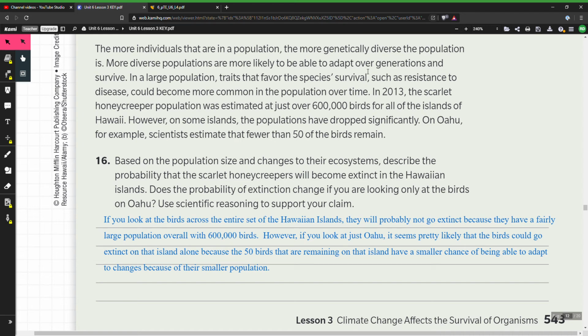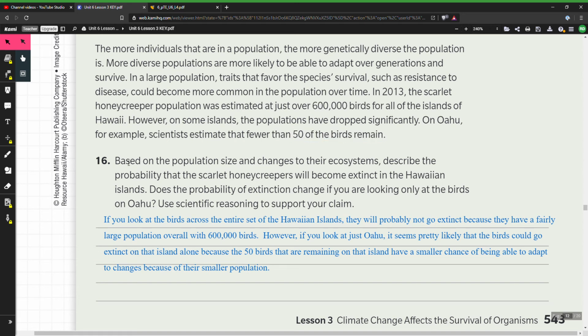So this talks about these birds, and it says in 2013 there are 600,000 of them on the islands of Hawaii. And on some islands, the populations have dropped significantly. So on Oahu, there's only about 50 birds.